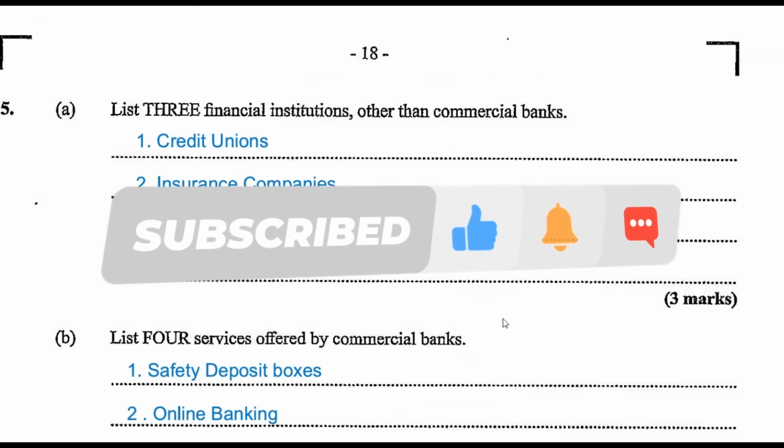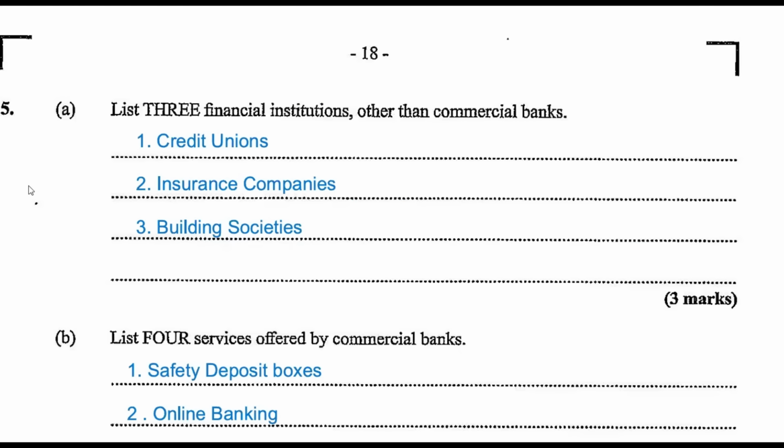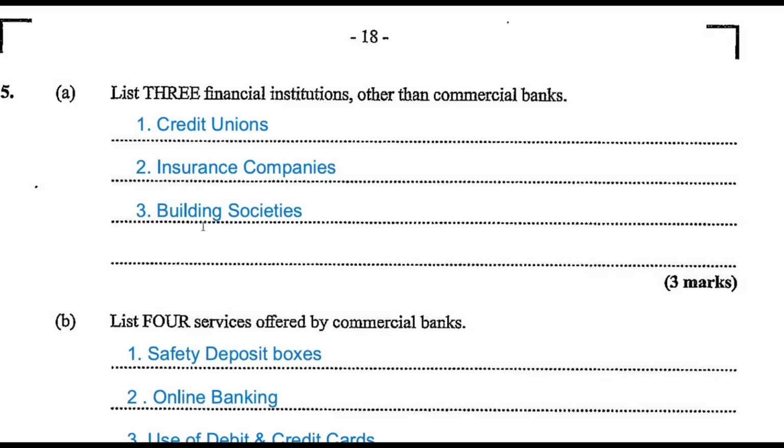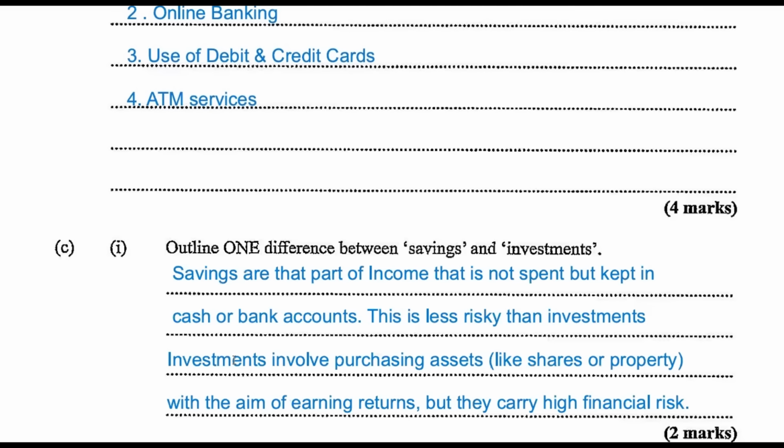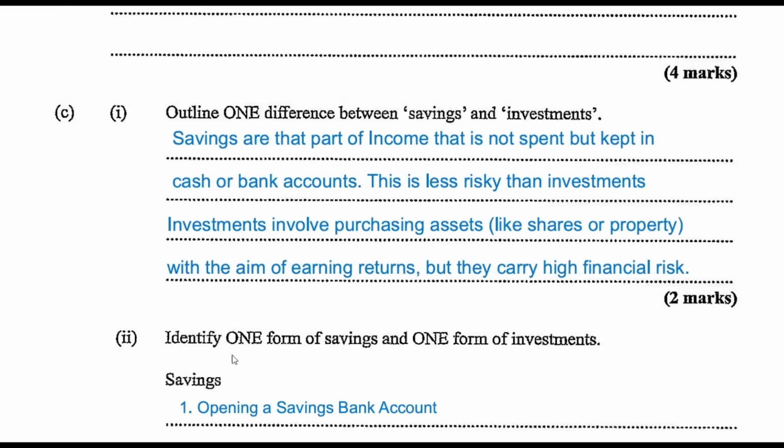Time for us to move on to the last and final question, question 5. List three financial institutions other than commercial banks, credit unions, insurance companies, and building societies. Not bad. Now, part B, list four services offered by commercial banks. Well, safe deposit boxes, online banking, use of debit and credit cards, and even ATM services. Now, part C, guys, outline one difference between savings and investment.